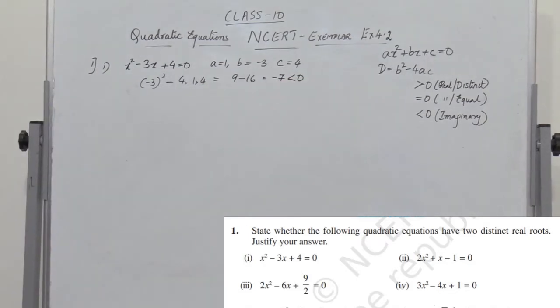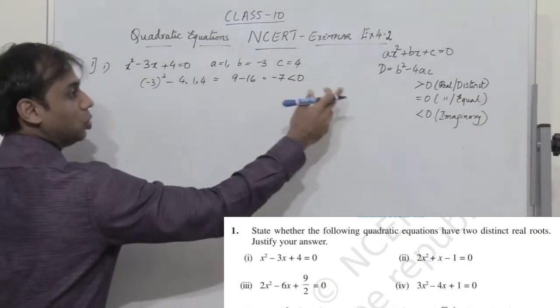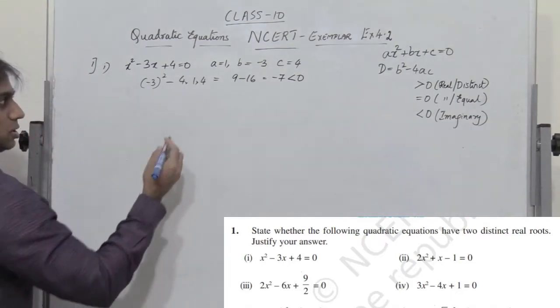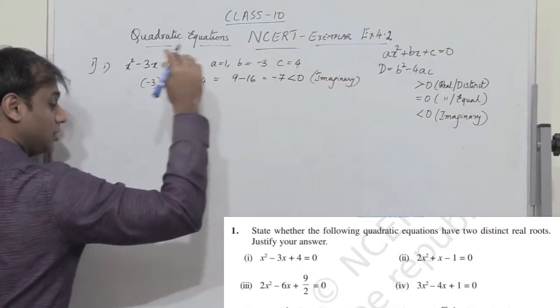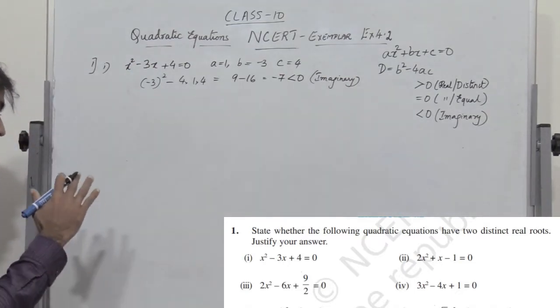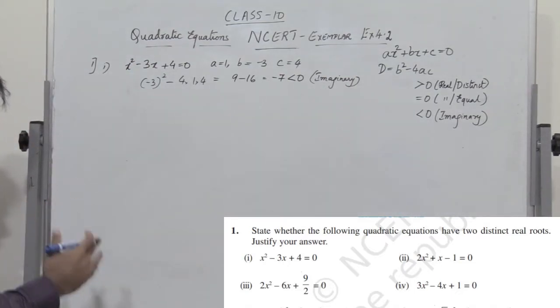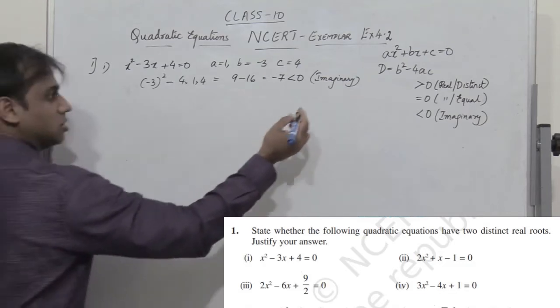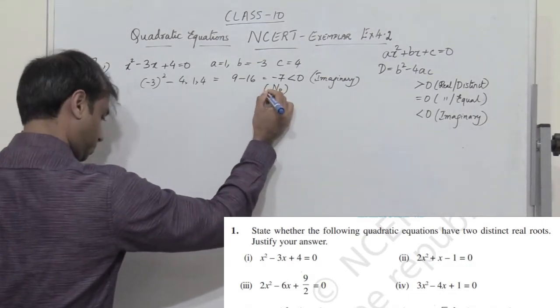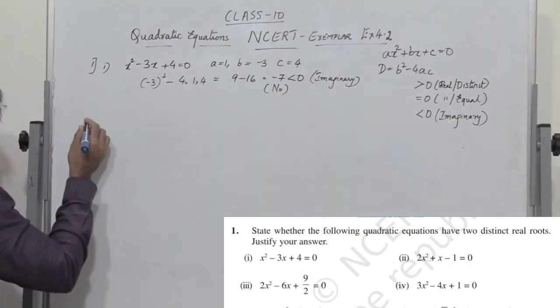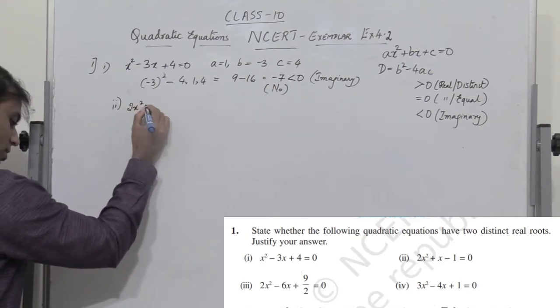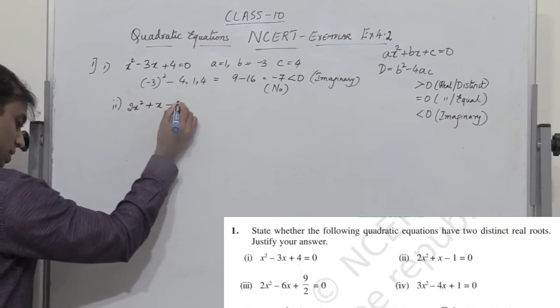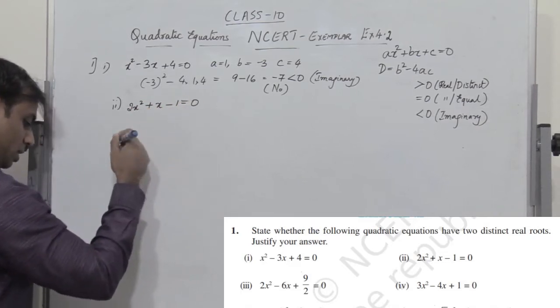So the roots are imaginary. So it has no real and distinct roots. The question states that we have to identify whether the equations have two distinct real roots. So the answer is no for the first one. Second one, 2x square plus x minus 1 equal to 0.